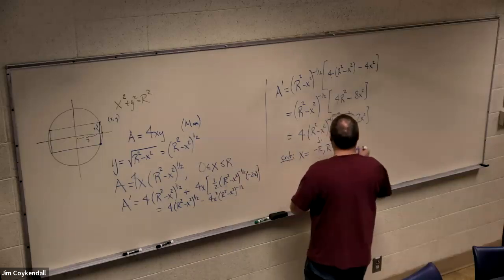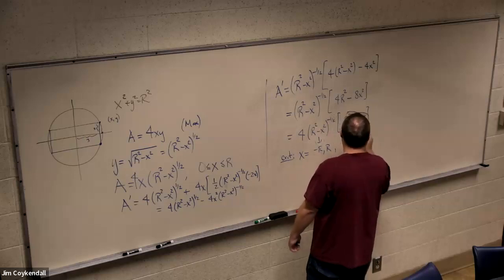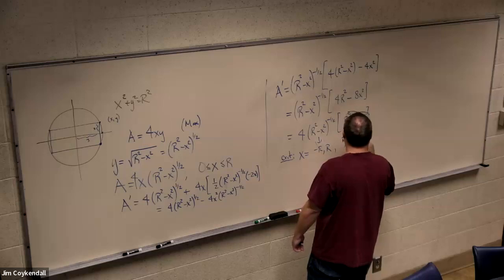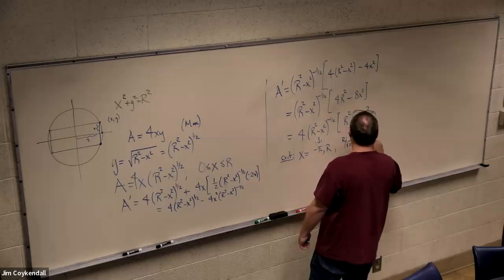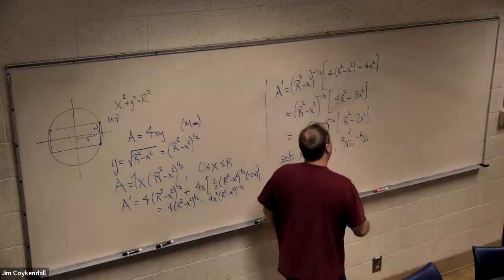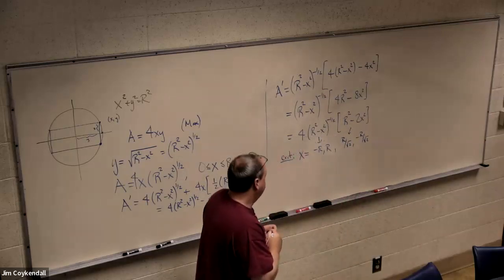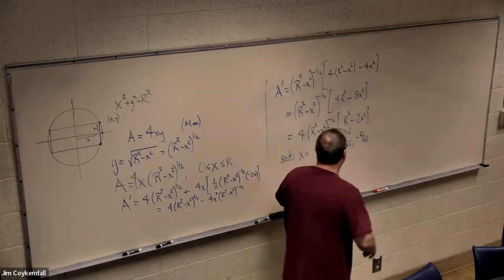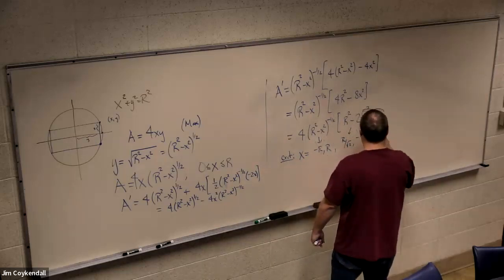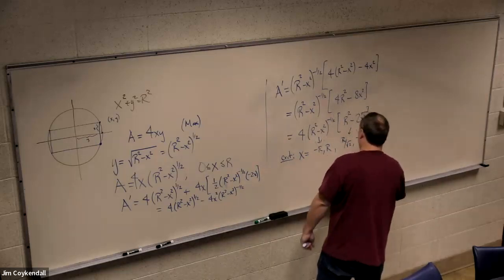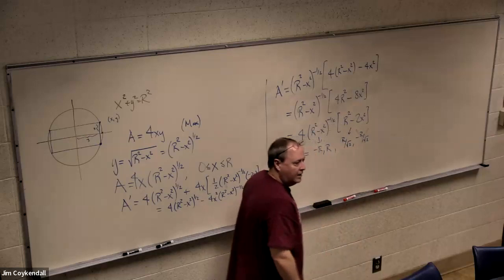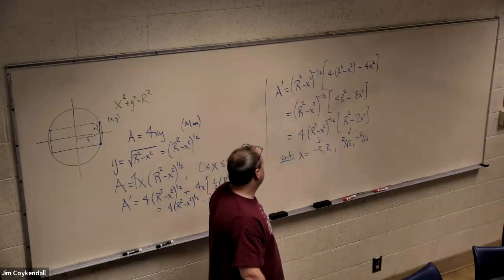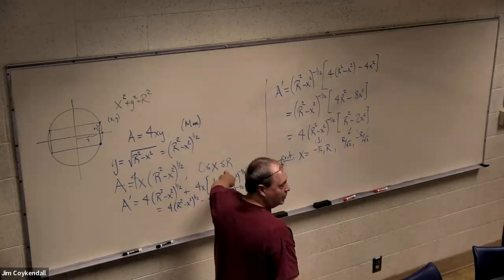And out of this, I get r over the square root of 2 and minus r over the square root of 2, which is what I get when I set that equal to 0. And again, the second one is out of the range. Notice one of my critical numbers, r, is actually also an integer.